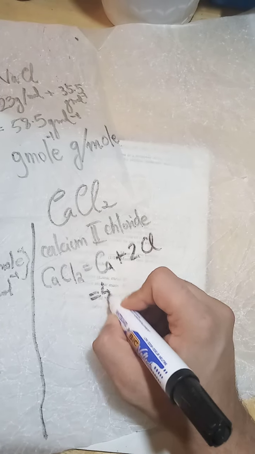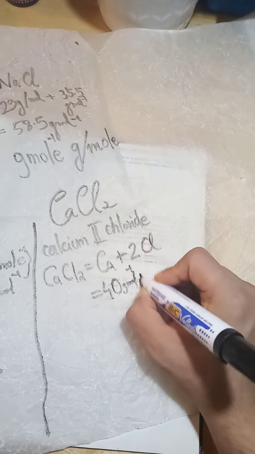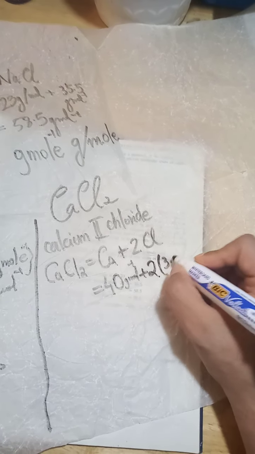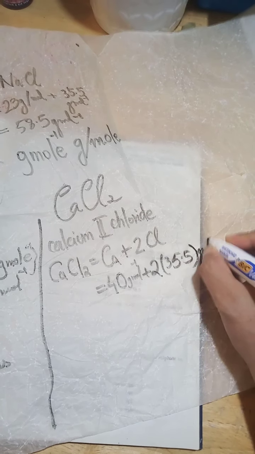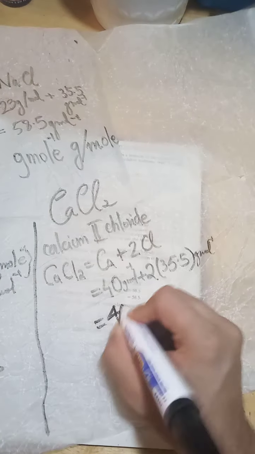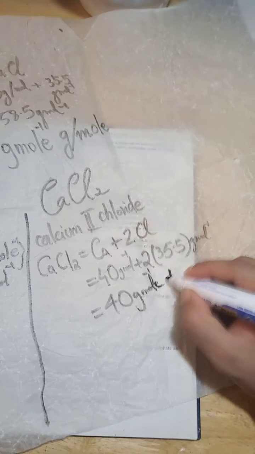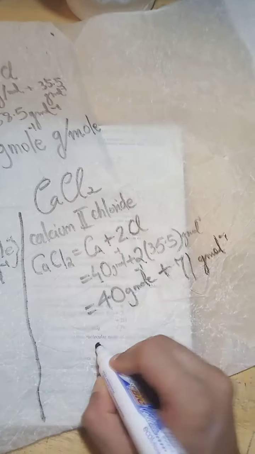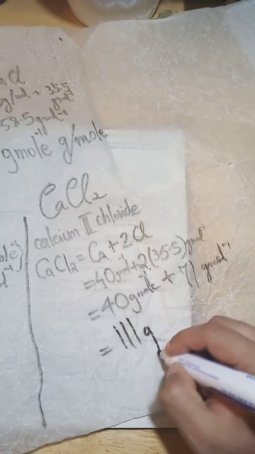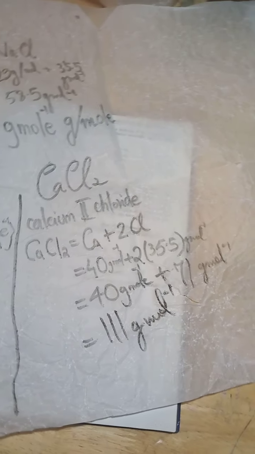So that'll be 40 grams per mole plus 2 into 35 grams per mole, and that'll be 40 grams per mole plus 71 grams per mole. That's 111 grams per mole. So that we've got it now.